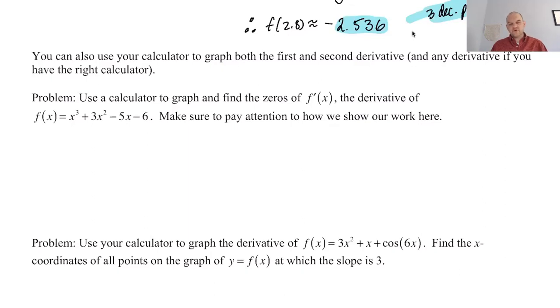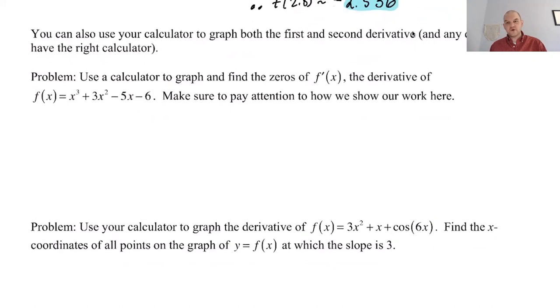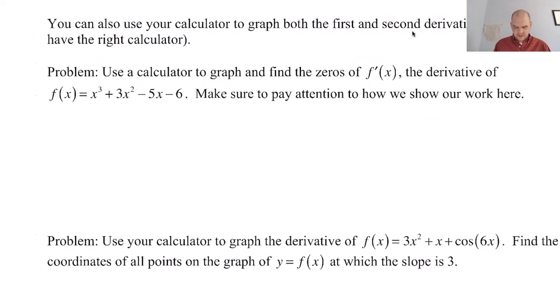So for the first question we're going to do here, it says use a calculator to graph and find the zeros of f prime of x, the derivative of f of x equals blah. Make sure to pay attention to how we show our work here. So this is key. I'm going to show the work right now. The work that you're going to show when you're allowed to use a calculator to find the zeros of f prime is the following. f prime of x equals 0, and then an arrow, and then you're just going to write down the x values. So that's the work.